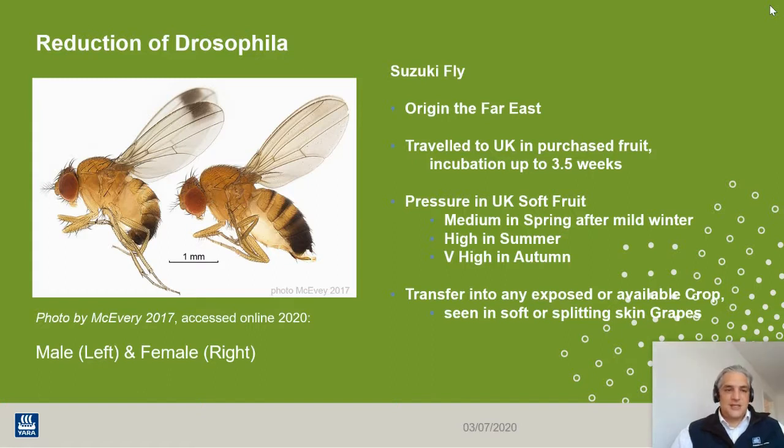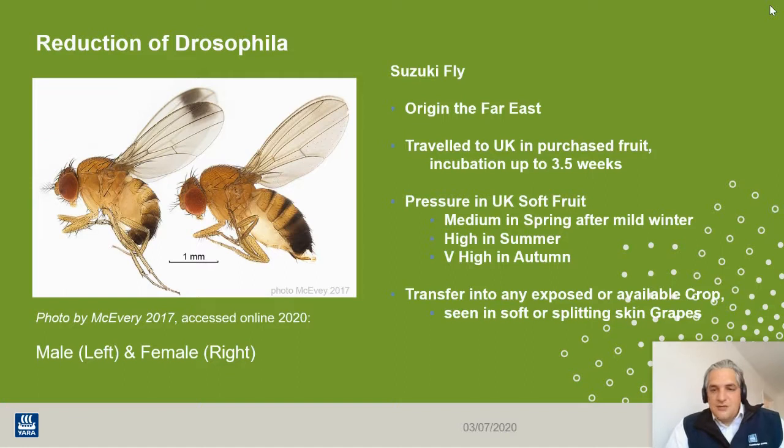So what we tend to see is continuing generations cycling over as they run through a mild winter, hiding in the vegetative growth around the fields and other weeds, and then coming out and causing a lot of problems within UK soft fruit.